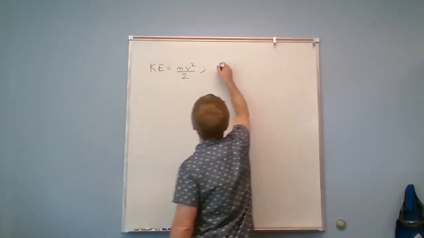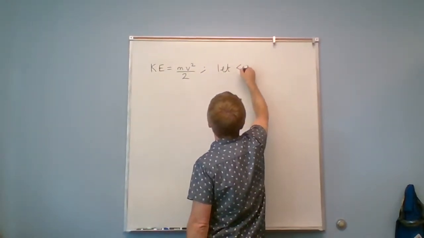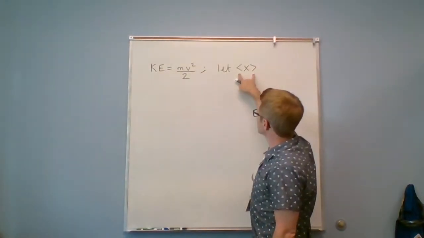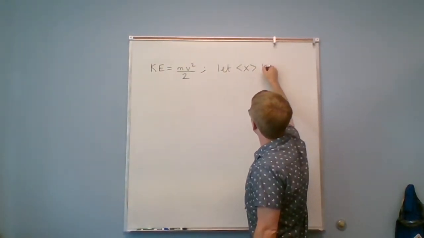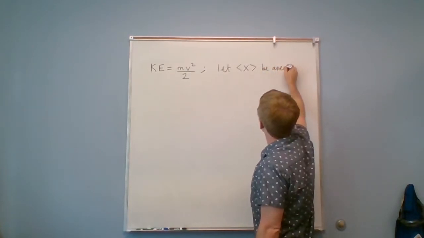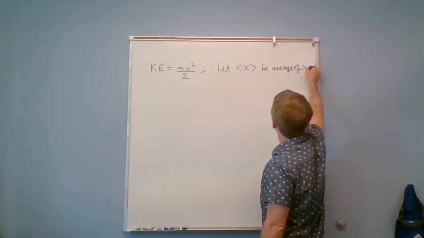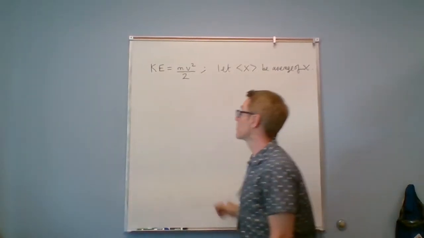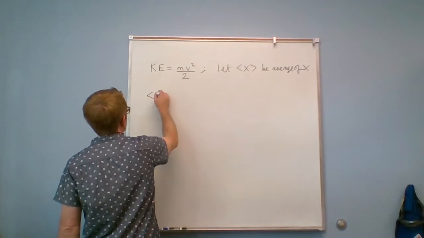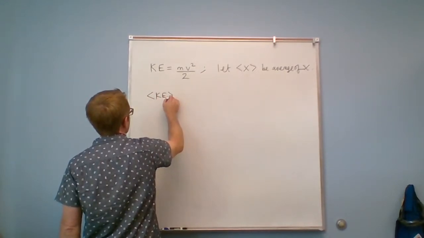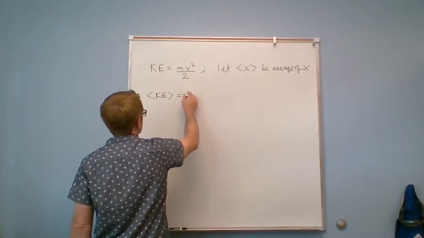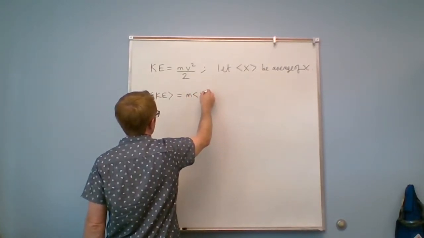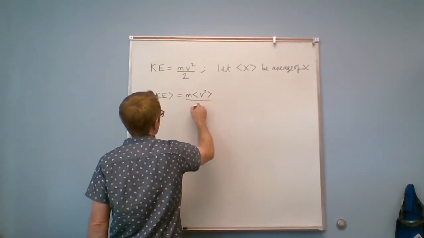So let these funny brackets here be the average of x. If I ever put something in these funny looking brackets, it just means average. So the average kinetic energy is the mass times the average square velocity divided by the number 2.